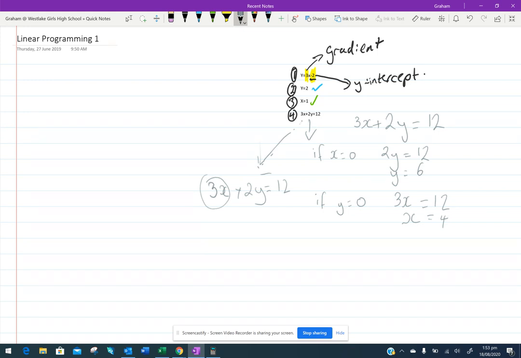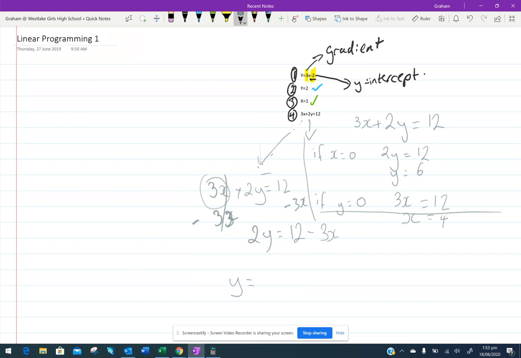I need to rearrange this, so I need to put the 3x to the other side of the equation because it's on the wrong side. I need it to be a y equals. So I am in effect changing the subject of the formula. So I'm going to take away 3x off each side. So I've still got the 2y. Those have cancelled. I've still got the 12. But when I've taken away 3x, now I've got the 3x on this side.